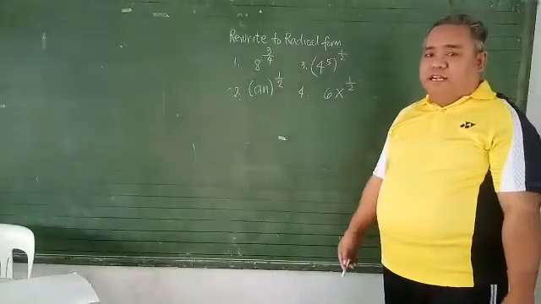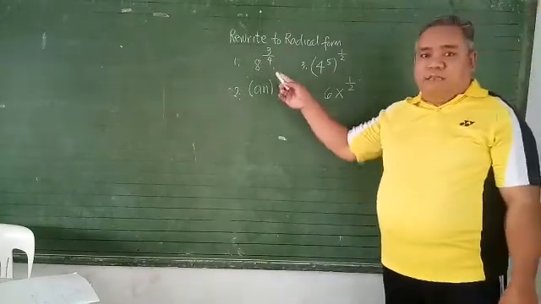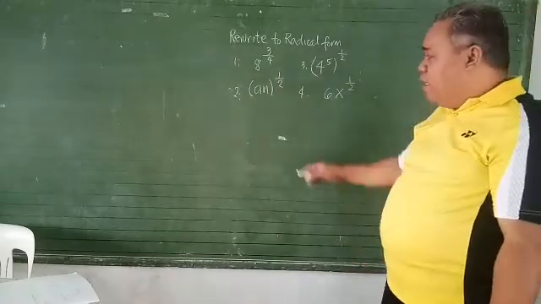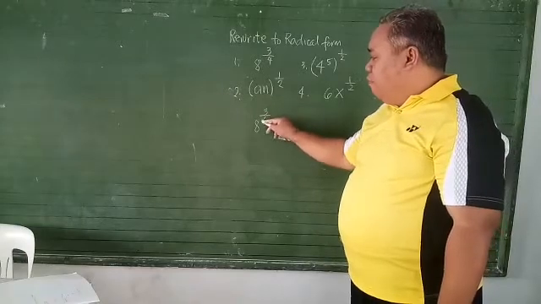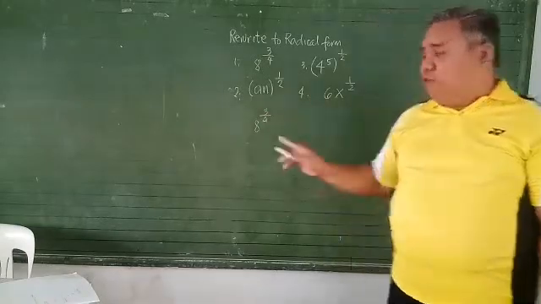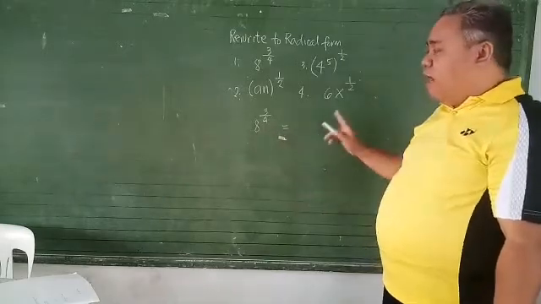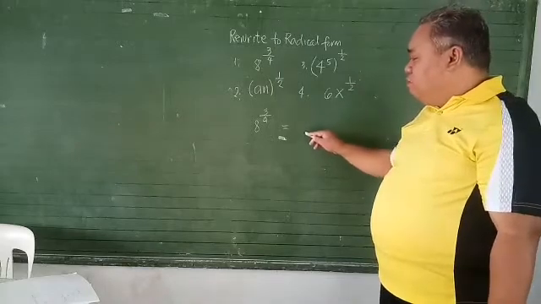Now let's go on to our next lesson, which is how we are going to transform an exponential expression into radical form. In number 1, we have 8 to the exponent of 3 over 4. So let us look at how we're going to transform this. If we're going to transform an exponential expression into radical form, it just looks like this.